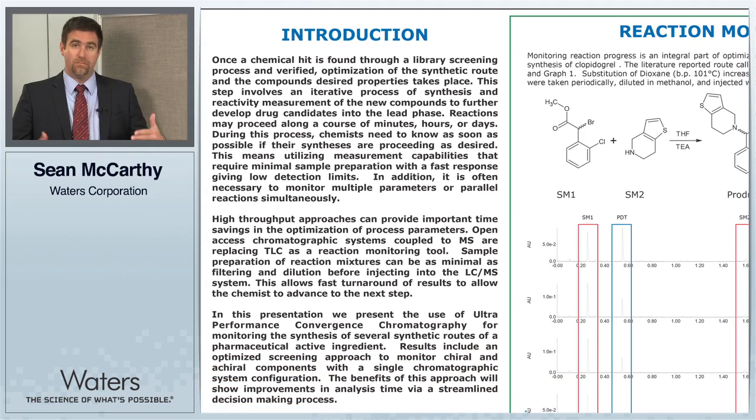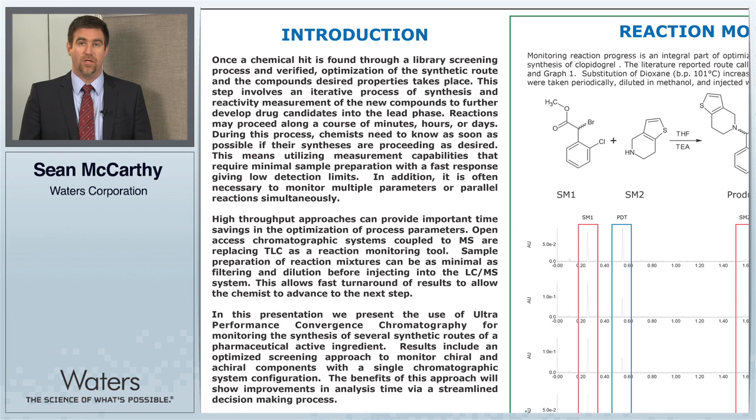First, as an introduction, generally for a medicinal chemist, once the chemist decides what type of molecule they're going to make, they go through and start doing a synthesis of a particular molecule. And then once a chemical hit is identified, they go through a process of optimizing that synthetic process. During each of those processes, there is a requirement to monitor the reactions, to look at their progress, to determine whether or not product is being formed, if starting materials are being consumed, or if any impurities are being formed.